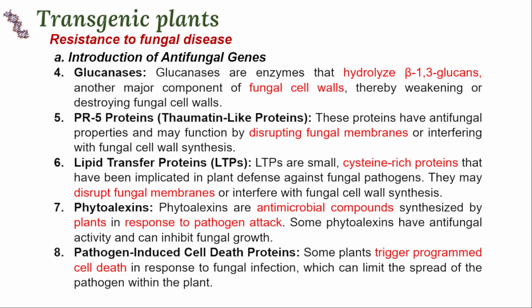And glucanases are enzymes that degrade some components present along with the chitin. The glucanase enzyme hydrolyzes beta-1,4 glucan bonds that bind with chitin, which further weakens the cell wall, and then rupture happens because of the glucanases. PR5 proteins, lipid transfer proteins, and phytoalexins are chemicals with antimicrobial properties. We need to introduce these antifungal genes into plants so they can easily defend against fungal pathogenicity.